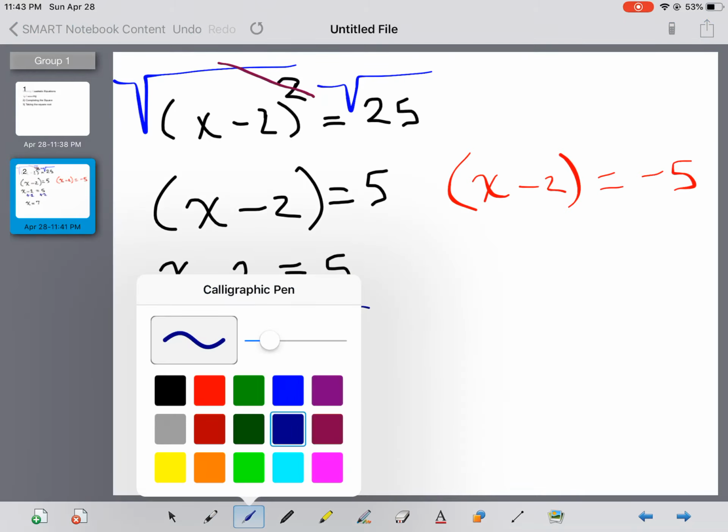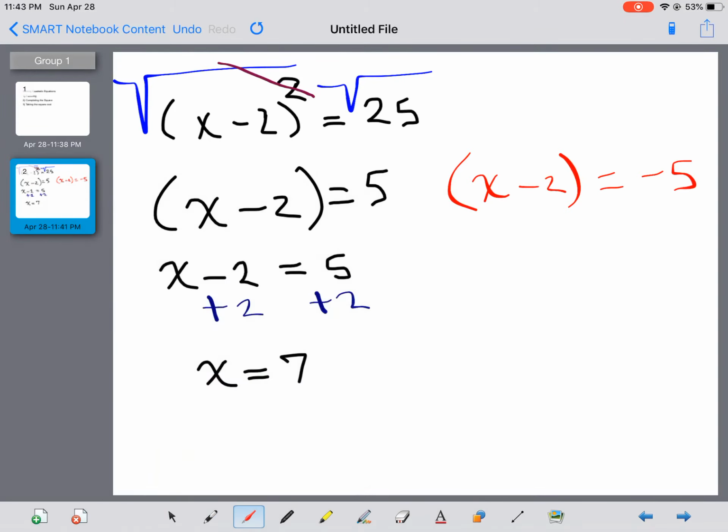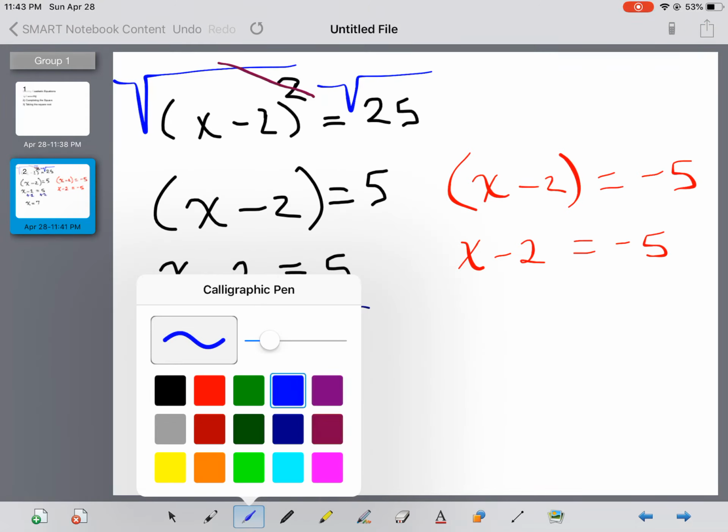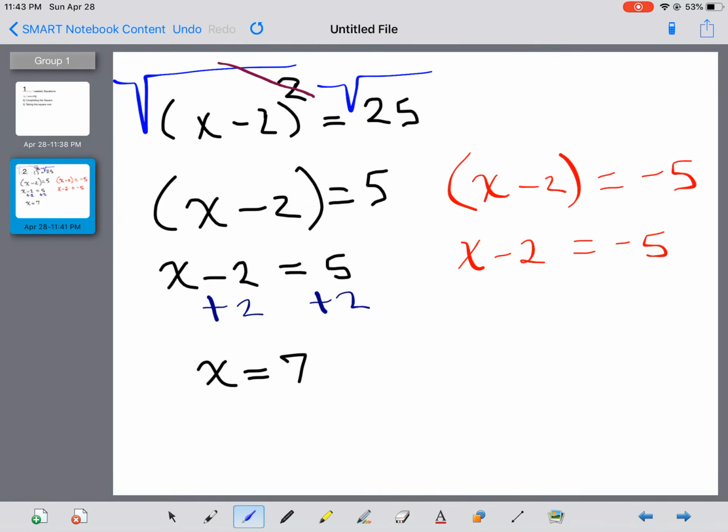Now on the other side, same thing, we can rewrite it. Oh, no, we don't want parentheses. We're going to rewrite it without parentheses because there's no multiplication or exponent involved. So now we're trying to get x alone. So x minus 2. To get x alone, we have to add 2. And so we get x equals negative 3. Okay, and so we have our two solutions. x equals 7 and x equals negative 3.